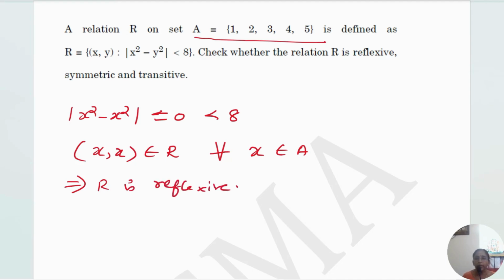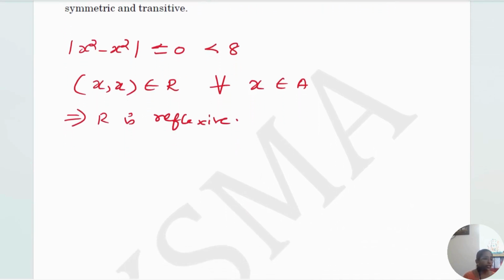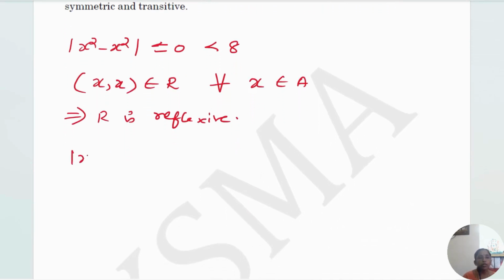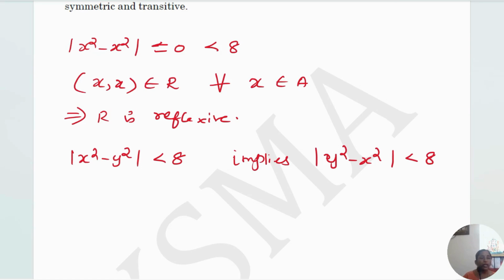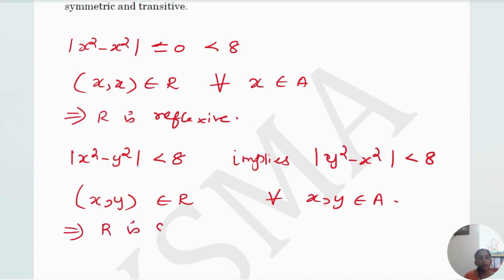And for checking symmetric, you have to interchange x and y. If |x² − y²| < 8, then it implies that |y² − x²| is also less than 8. That is, (y, x) also belongs to the relation R, for all values of x and y belonging to the set A. So you can conclude your answer: R is symmetric.